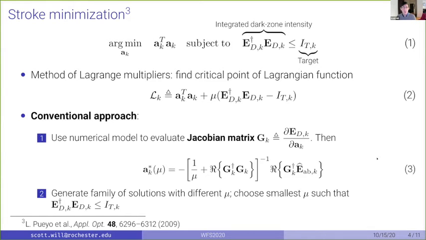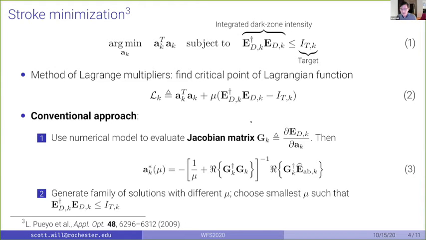Now, one very common approach to coronagraphic wavefront control in closed loop is the stroke minimization algorithm, where we attempt to find the smallest actuator command update that causes the integrated intensity from the star in the dark zone to dip below some target value. The way this is approached currently is through the method of Lagrange multipliers, where this objective function is relaxed into a scalar Lagrangian, and then we attempt to find its critical points.